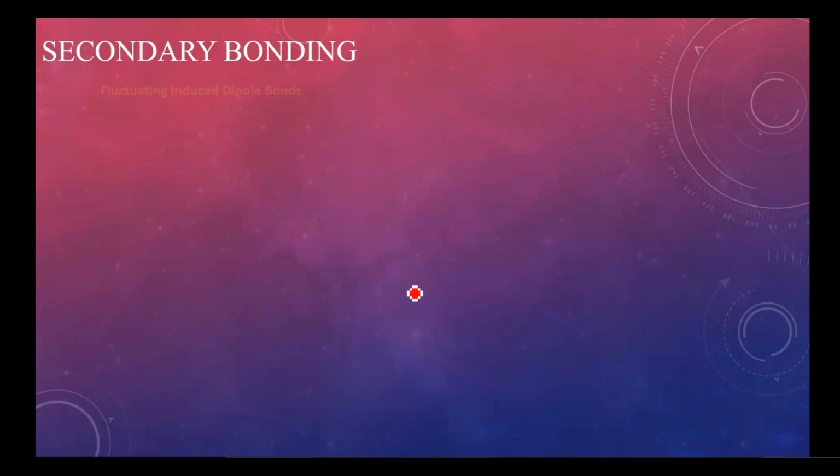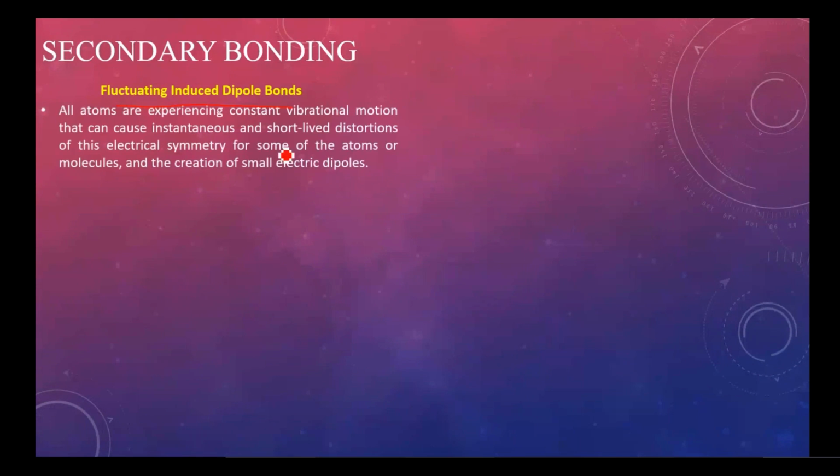Now there could be two kinds of it. One is fluctuating induced dipole bonds. Atoms experience constant vibrational motion that can cause instantaneous or short-lived distortions of electrical symmetry for some of the molecules.